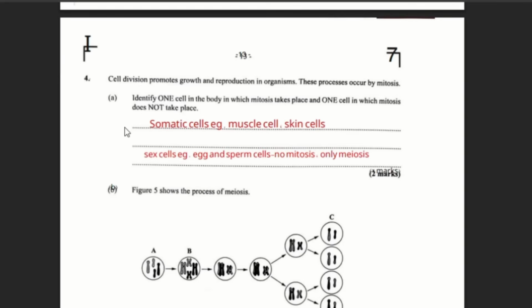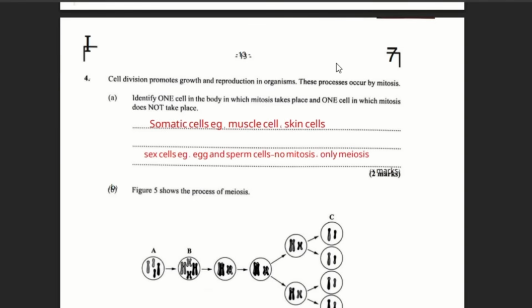Alright, so next up, this is going to be cell division. Cell division is very simple and straightforward. Cell division promotes growth and reproduction in organisms, and these processes occur by mitosis. We have two types of cell division: mitosis and meiosis. But at first glance, this question is targeting specifically mitosis.